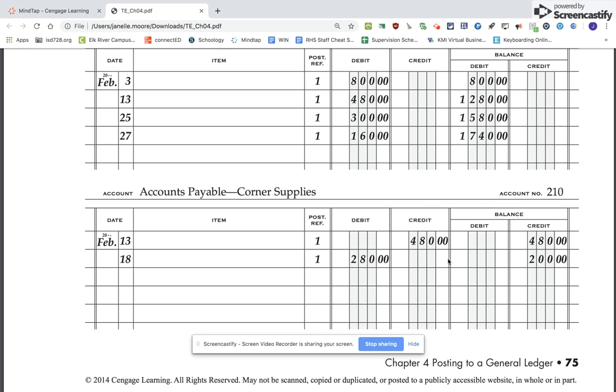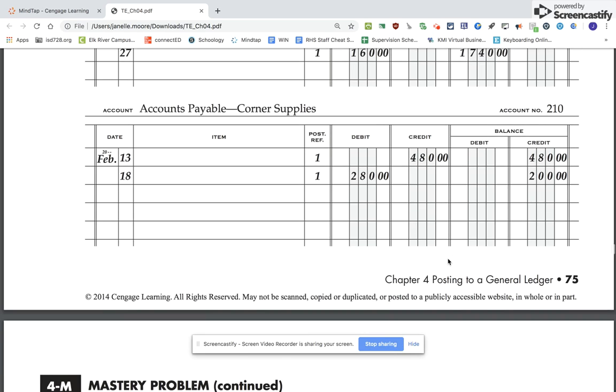Accounts payable, it would be our vendor. We purchased something from them on the 13th. Therefore, we credit. So we owe $480. And then we paid back on the 18th in the amount of $280. So we have a new balance of $200.